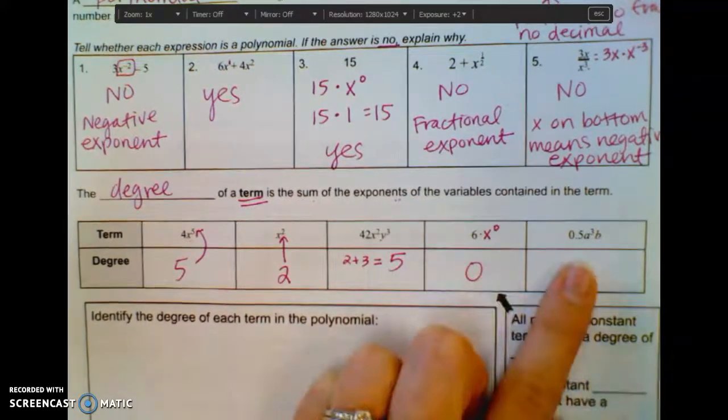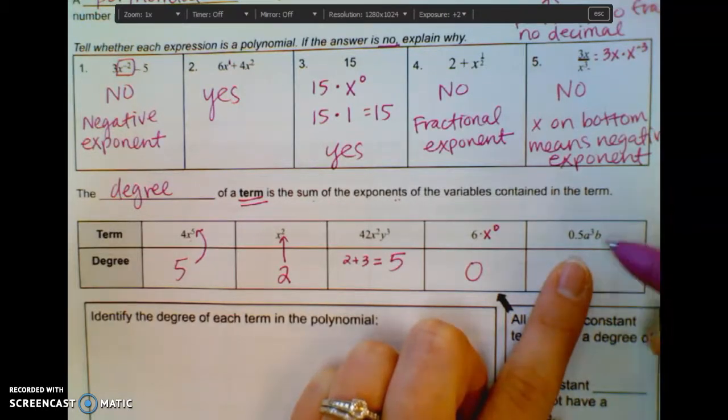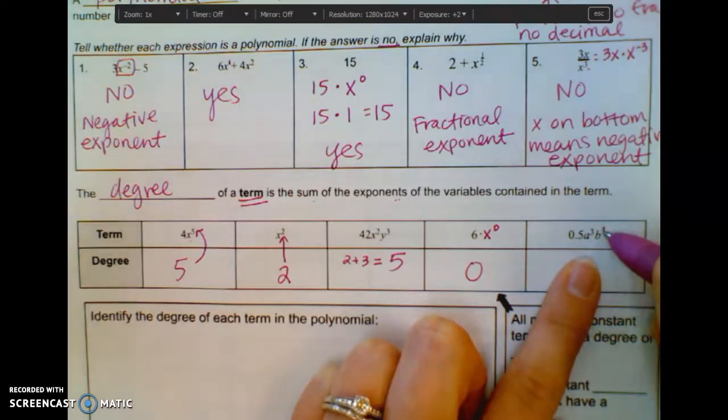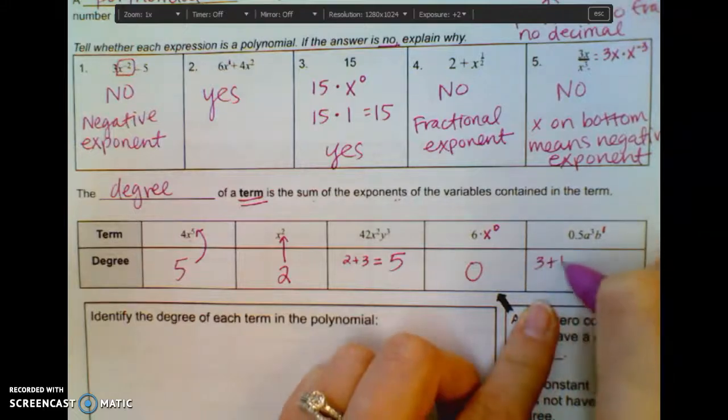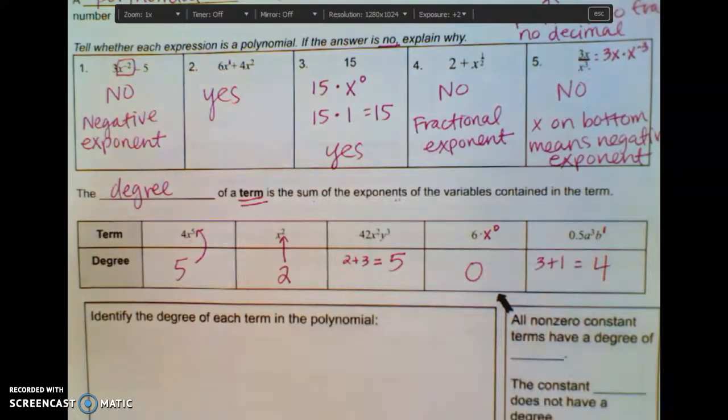Then on this one, again, we have two variables. So what do we do with their exponents? We add them. This is a cubed. This is b to the first. So that means we have 3 plus 1. That gives us a degree of 4. So this is just the degree of the term.